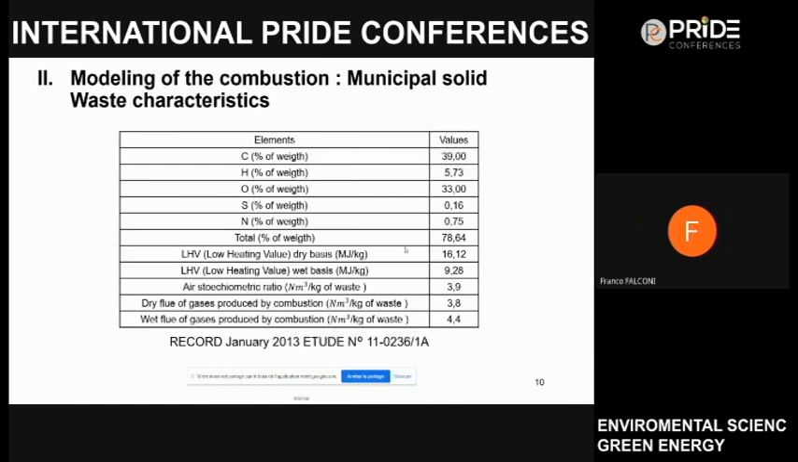So here is a table of some values and composition of the municipal solid waste. Just to give you some ideas, the low heating value, LHV, means the energy that is released by the combustion of 1 kilogram of dry waste, which is the value that we will use for our modeling. And the air stoichiometric ratio is simply the quantity of air that you need in order to burn 1 kilogram of waste, which means that if I want to burn 1 kilogram of waste, I need 3.9 cubic meters of air.